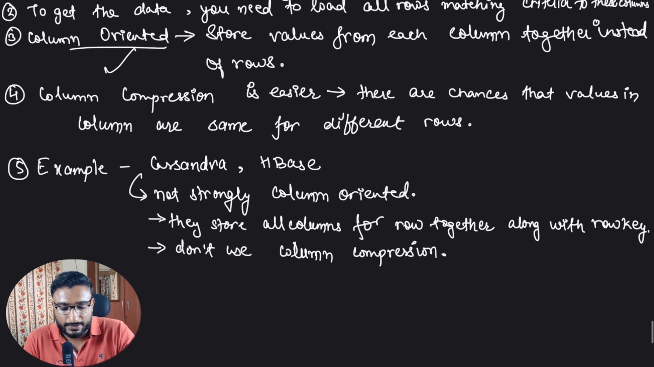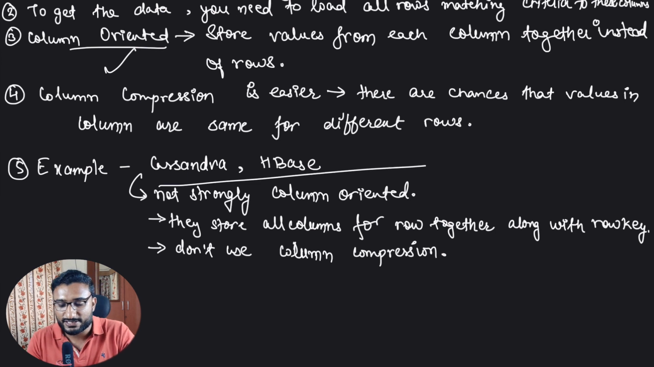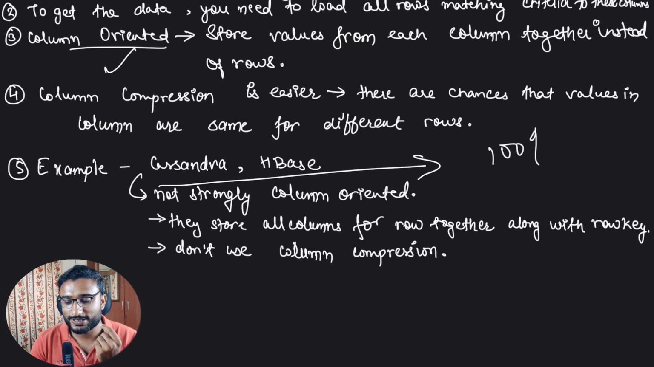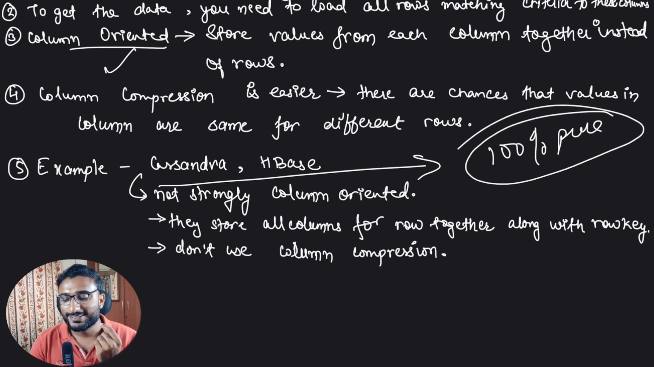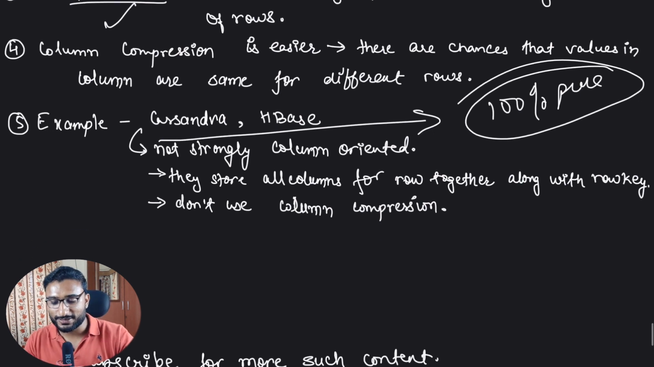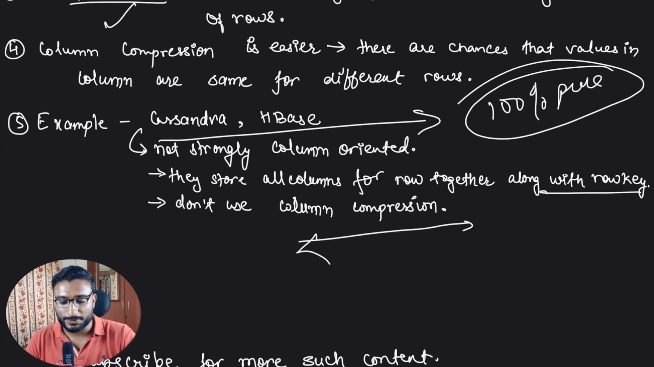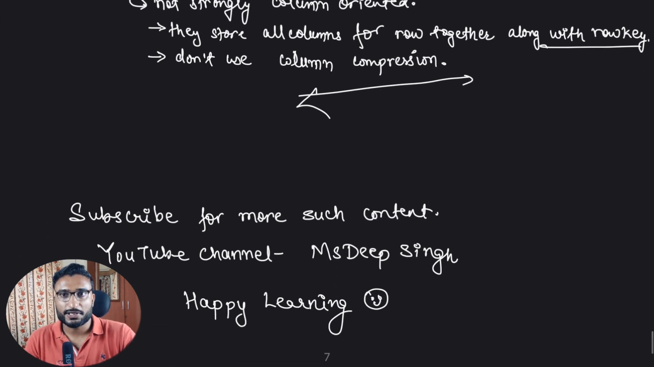It's easier to handle. If we talk about some examples, Cassandra and HBase, they are not strong candidates of column oriented, like they are based on this approach, but they are not 100% pure column oriented. Why? They store all the columns for a row together along with the row key, so they maintain the row key as well, and they don't use column compression, which is a good feature to have.